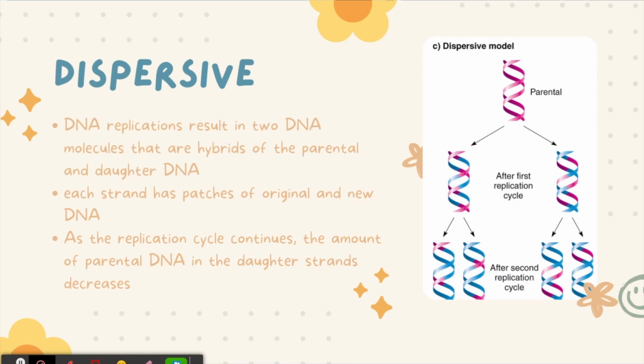We will first start with dispersive replication, in which DNA replication results in two DNA molecules that are hybrids of the parental and daughter DNA. Each strand of DNA has patches of the original and new DNA. And as the replication cycle continues, the amount of parental DNA in the daughter strands decreases over time.